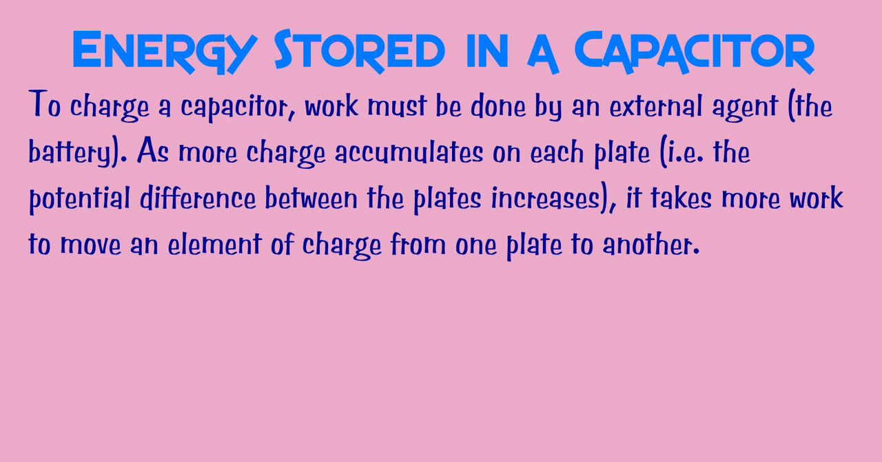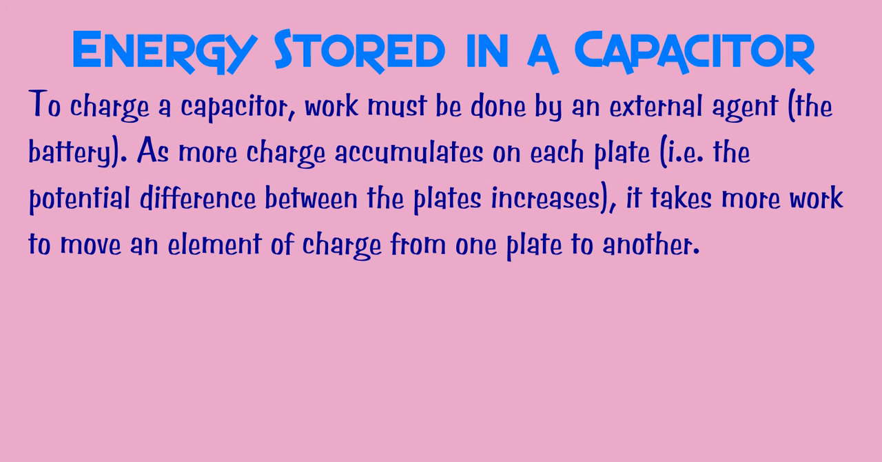As more charge accumulates on each plate, it takes more work to move an element of charge from one plate to another. That should make some sense, because initially, when our capacitor is uncharged, it's really easy to move a bit of charge around. It's not being repelled by another negative plate. As the plate gets more and more negative, it's harder and harder to put more electrons on that plate.